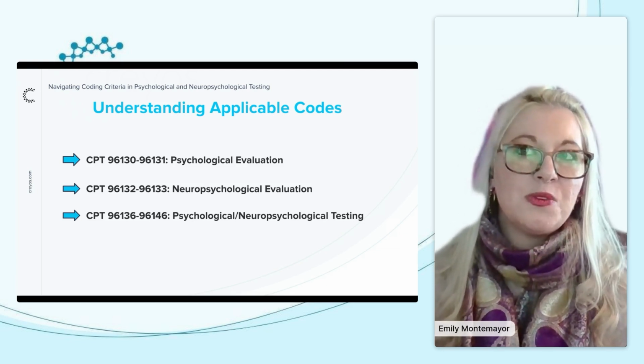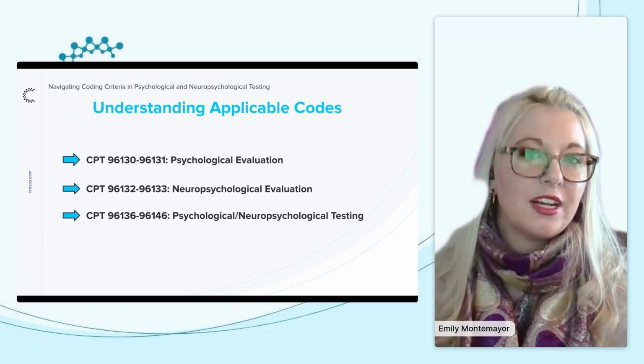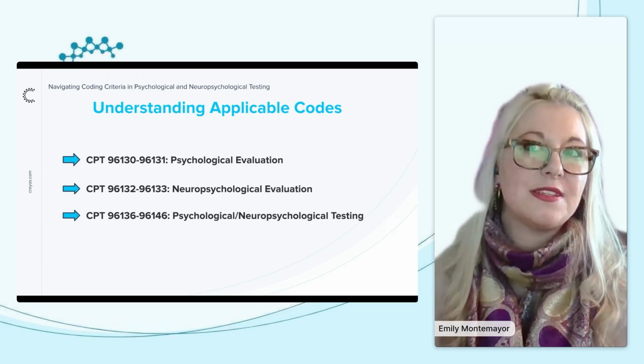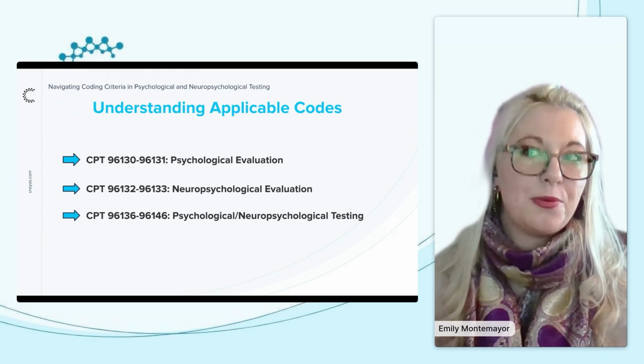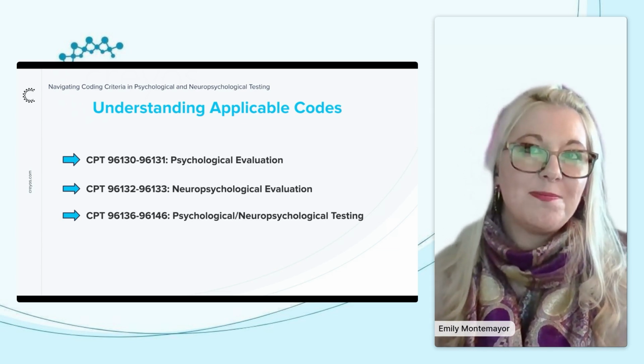96146 is used when we have a single battery that is administered via an electronic platform. Keep in mind there are many differences in payer specifics for the approval and application of these codes, which we'll go into next.